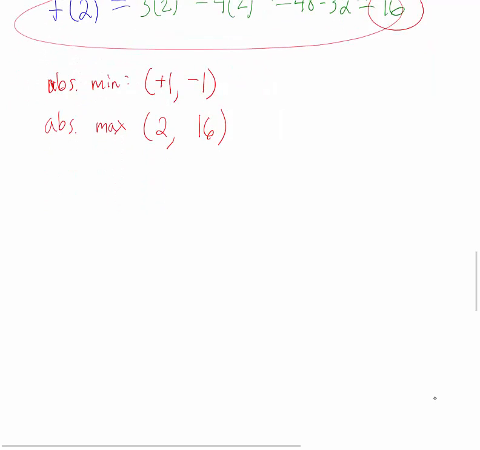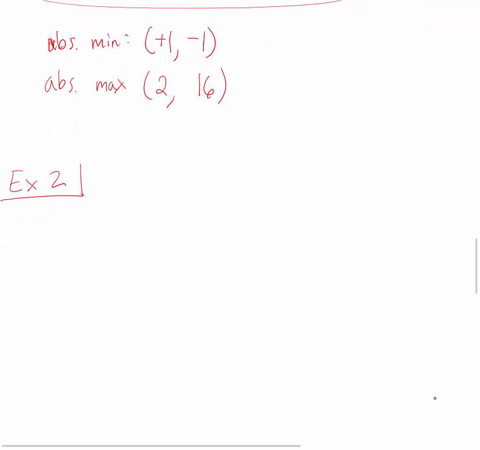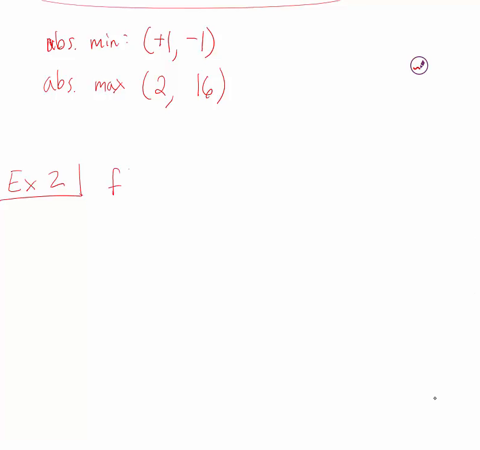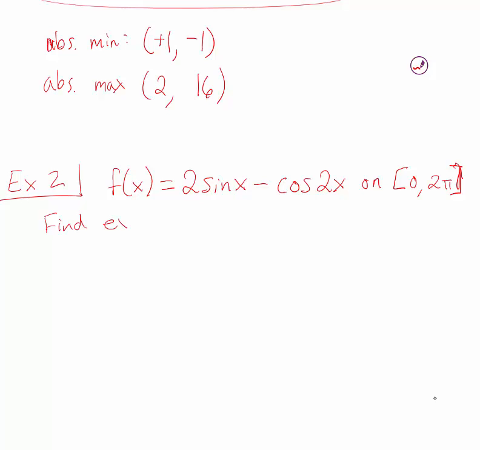I'm going to do one second example that has some trig in it, just to go over something where we have multiple maximums or minimums. And again, I'm going to do another book example because they have some good ones for this. f of x equals 2 sine x minus cosine of 2x on 0 to pi. And again, we're trying to find the extrema. So we're finding the absolute maximum and the absolute minimum.